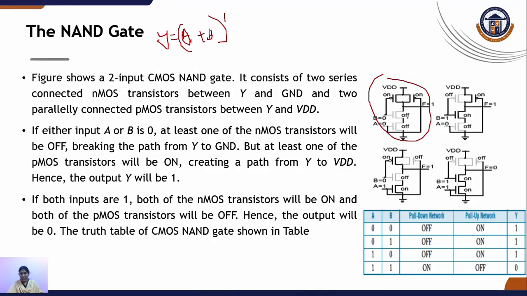Here we connected the two NMOS transistors in series. In just the opposite way we connected the PMOS transistors: we connected both transistors A and B in parallel. PMOS A and NMOS A are connected as a single input A. Then PMOS B and NMOS B are connected as a single input B. Okay, so we have two inputs, A and B.